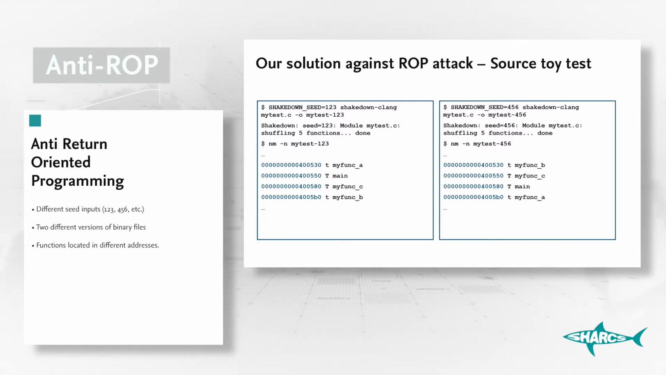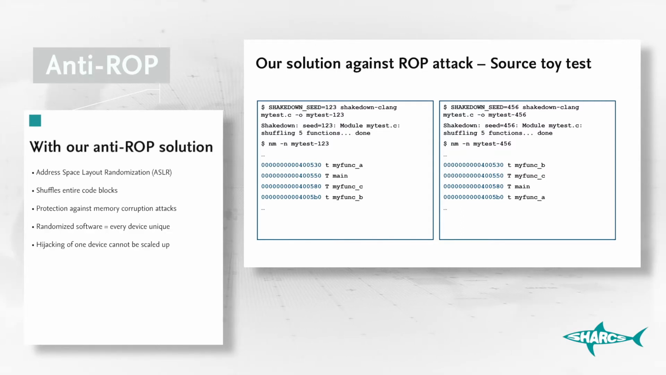As you can see, with different seed inputs, we create two different versions of binary files where the functions are located in different addresses. One solution against ROP is Address Space Layout Randomization, ASLR, where the bases of the sections are randomized. But it is bypassed easily. Our solution shuffles the entire code blocks, not only the bases are randomized. This results in creating an immune system.